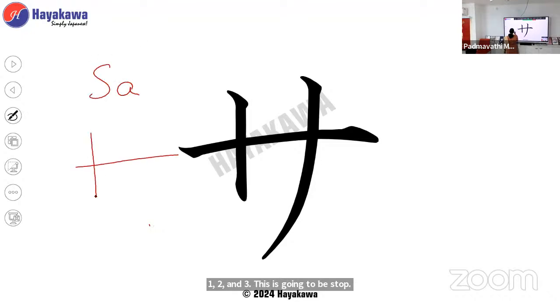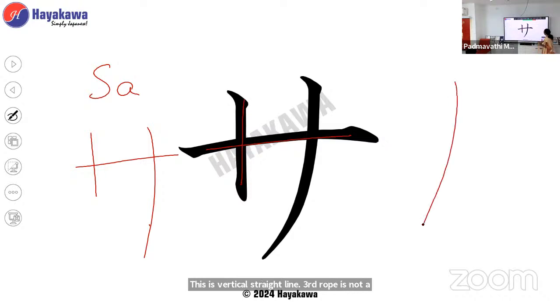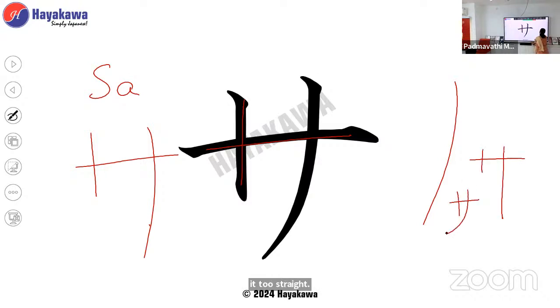One, two, and three. So if you see, the first two strokes are straight lines. This is a horizontal straight line. This is a vertical straight line. The third stroke is not a straight line, slightly tapered, crossed like that, slightly curved like that. You need not make it too straight like this or too curved like this. It should be in between.